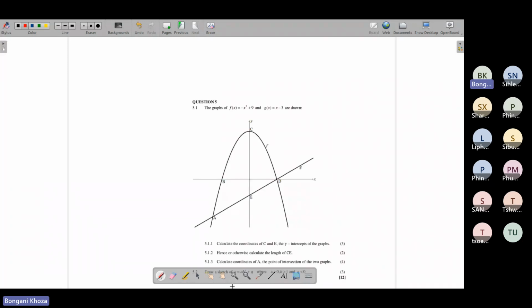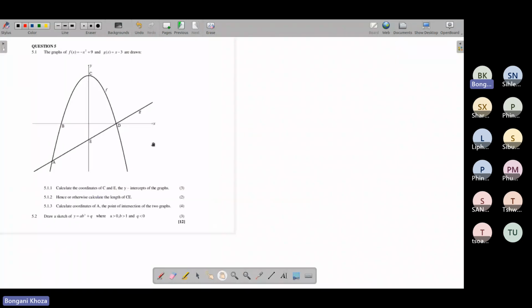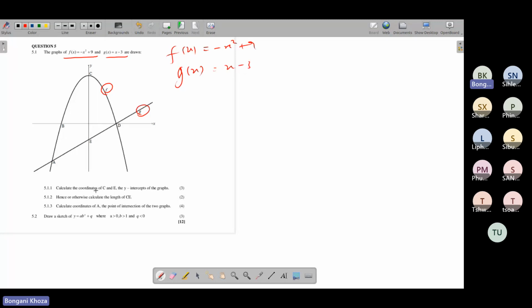So it's functions, that question, and I doubt that you guys did functions a lot at your schools, but it's fine. All right, so here we are given f at x and g at x. So f at x, they've represented there, it's the parabola. G at x is the straight line over there. Right, so you're given that equation, f at x equals negative x squared plus 9. G at x equals x minus 3. Firstly, we are asked to calculate the coordinates of C and E. So C over here and E over here, which are the y-intercepts of the graphs.